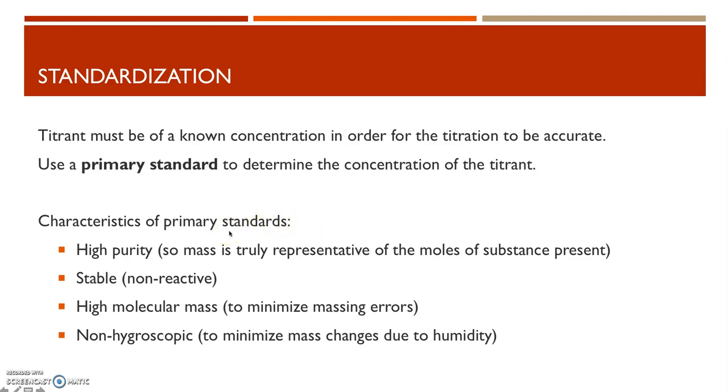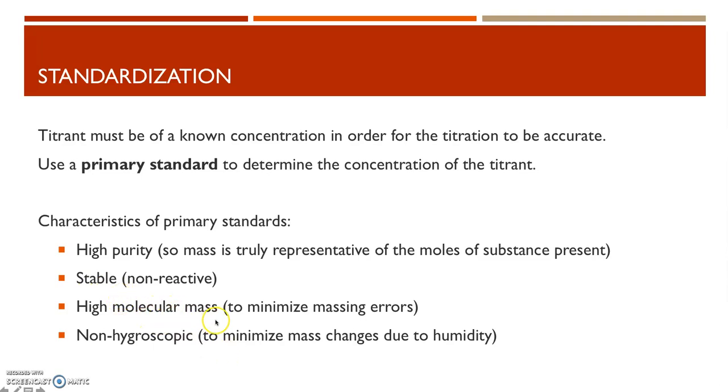Characteristics of primary standards include they must have high purity so that when you mass it out, it's truly representative of the moles of substance that are present. So you don't have 80% purity and 20% of the mass that you're weighing out is due to contaminants of some kind. It needs to be stable and non-reactive. So if it sits in a jar in the stock room for 4 years or 5 years or 20 years, we know that it's not going to be reacting with the air around it and creating new compounds. We need it to be stable over time.